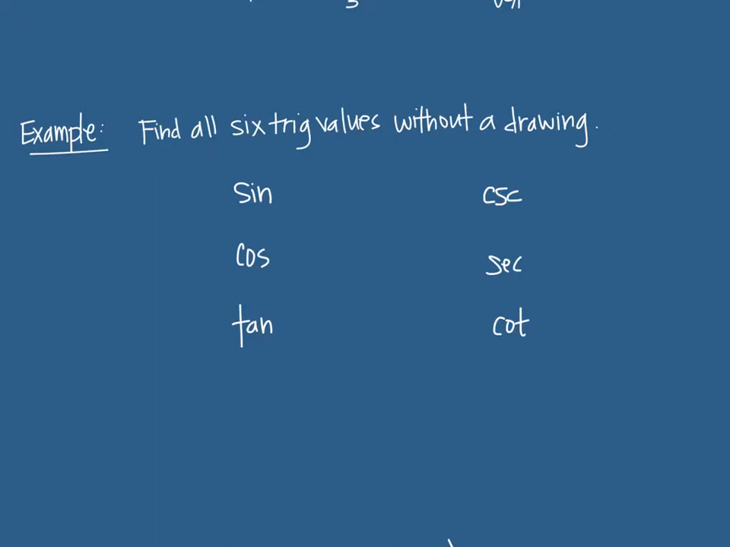If they don't give you a drawing, you have to have something, right? So if they don't give you a drawing, maybe they're going to give you one of the values. So that's what I'm going to do right now. I'm going to tell you cosine of theta is 5 over 11. This is a new Greek symbol. We haven't talked about this yet.